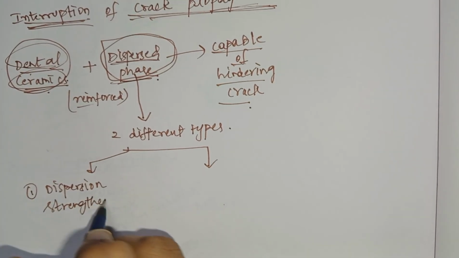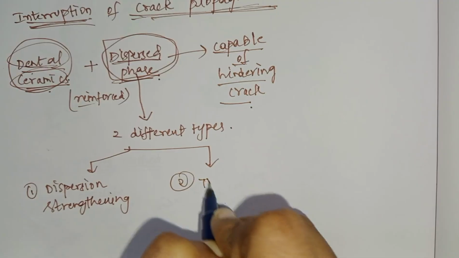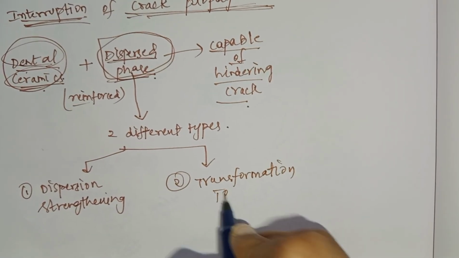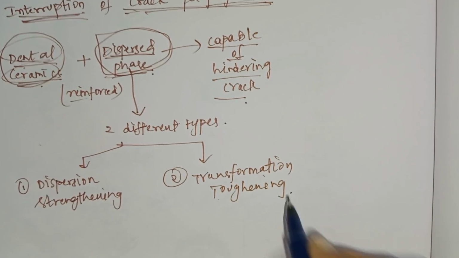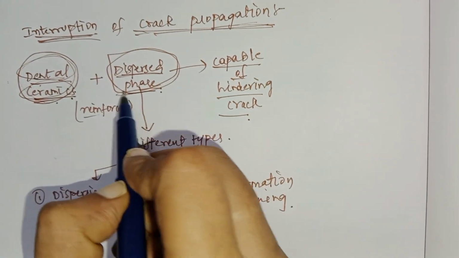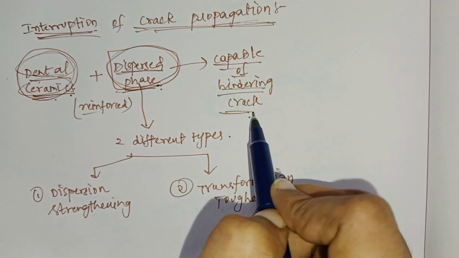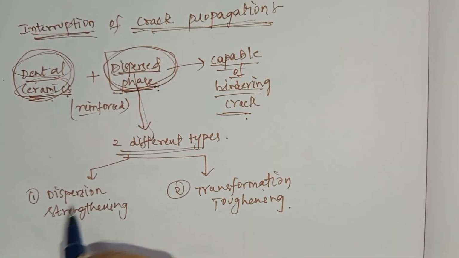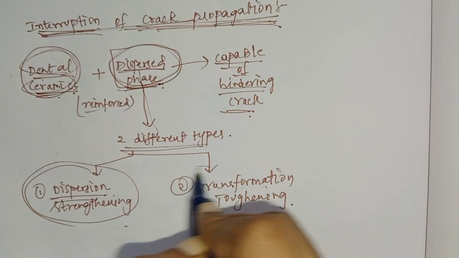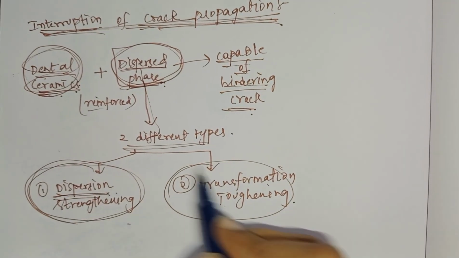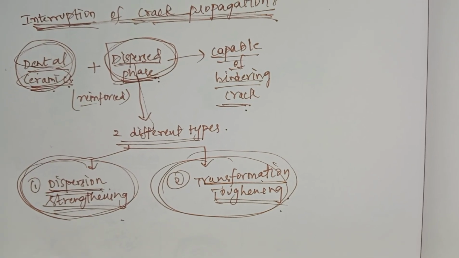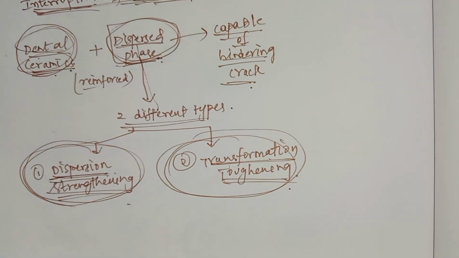dispersion strengthening, and the other one is transformation toughening. Dental ceramics, when reinforced with dispersed phase, are capable of hindering a crack. The interruption of crack propagation occurs in either of two methods. One is dispersion strengthening, the other one is transformation toughening. Let us look into these one by one.